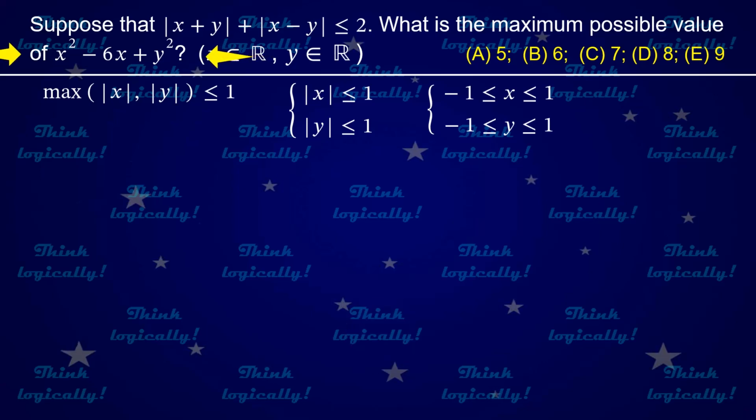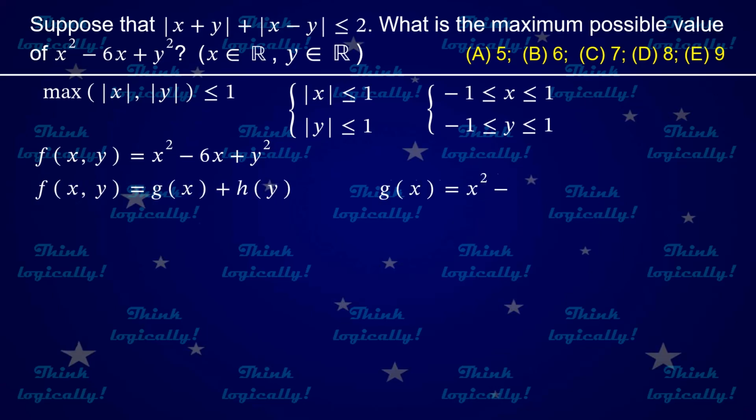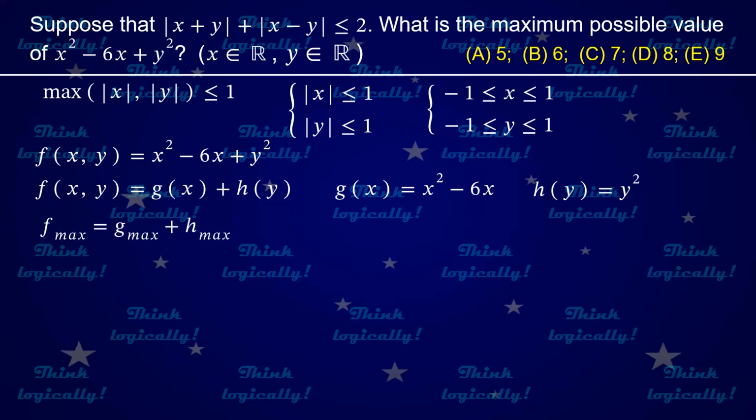So we have target function f of x, y, which has to be maximized. Function f of x, y can be represented as the sum of two functions, g of x depending only on x and h of y depending only on y. Therefore, the maximum value of f is the sum of maximum values of g and h. With function h it is really easy.